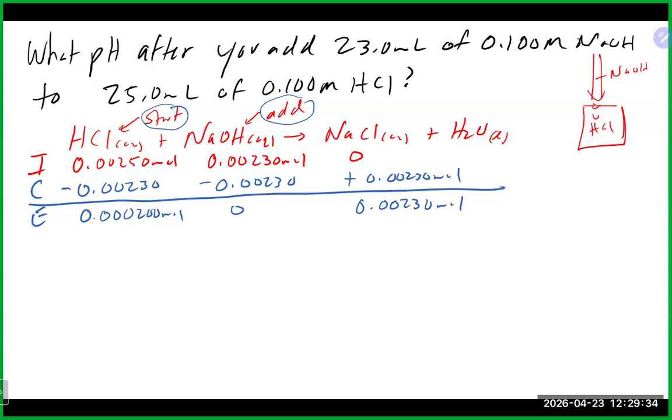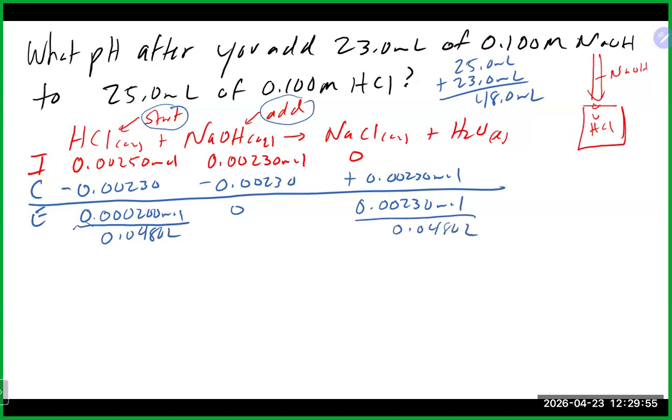Once again, here, we just want to make sure we convert back into molarity. And to do that, we need a total volume. So we got 25 milliliters we started with. We just added 23 milliliters to it. I'm going to go no calculator here, 48 milliliters. So we're going to divide each of these by 0.048 liters, which is converting milliliters into liters by dividing by 1,000. That's going to get us 0.00416 in this case.